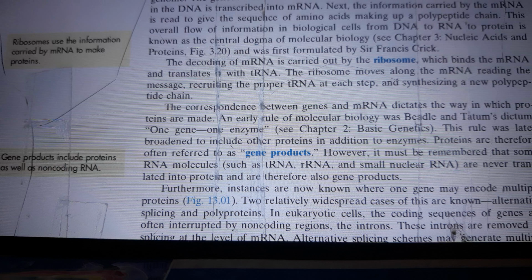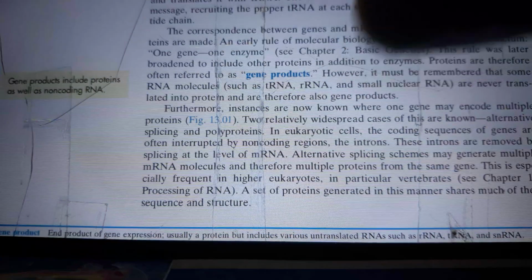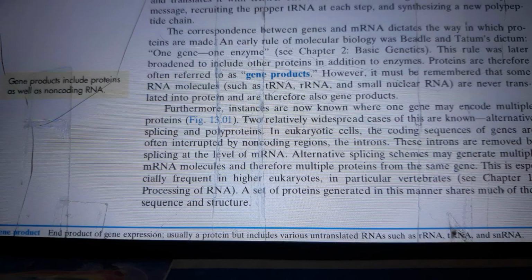As seen in chapter 3, nucleic acids and proteins, figure 3.20, it was formulated by Sir Francis Crick. Ribosomes use the information carried by mRNA to make proteins. The decoding of mRNA is carried out by the ribosome, which binds the mRNA and translates it with the tRNA. The ribosomes move along the mRNA reading the message, recruiting the proper tRNA at each step and synthesizing a new polypeptide chain.